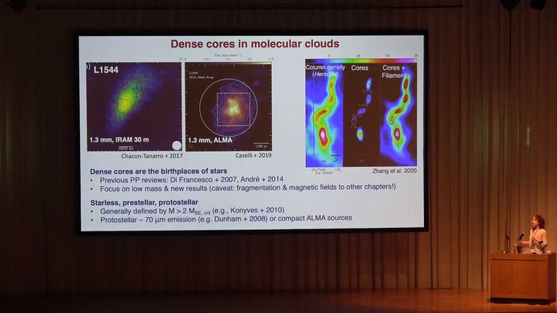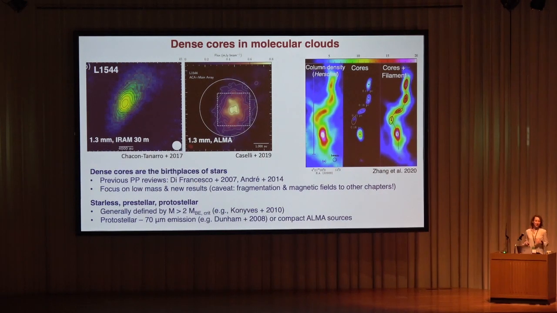And so dense cores are the birthplaces of stars. And of course, they've been the topic of several previous Protostars and Planets reviews. So I refer you to those for some background. And I'm going to focus more on what's new since the last Protostars and Planets meeting. I'm also going to focus on low mass cores in particular, with the caveat that I'm going to leave the fragmentation discussion to the chapter after lunch.